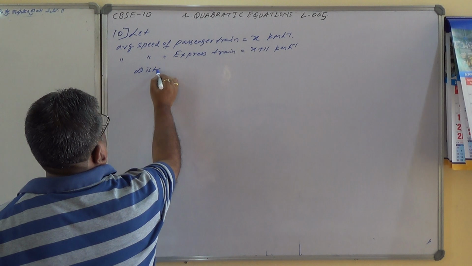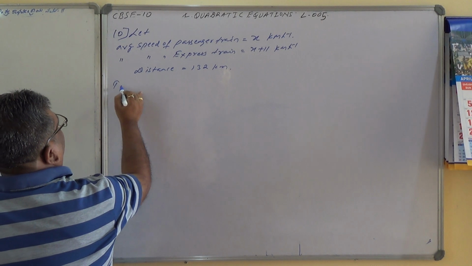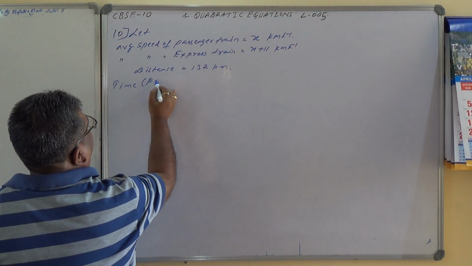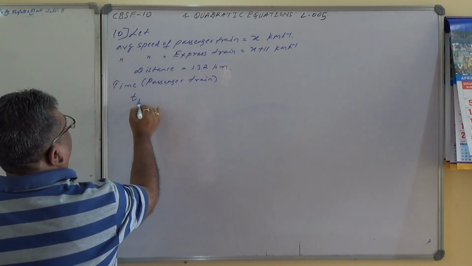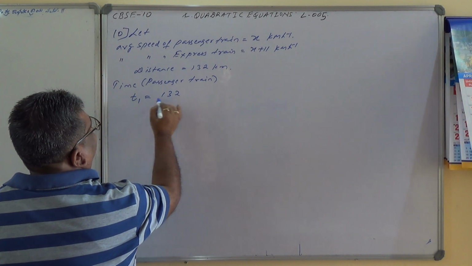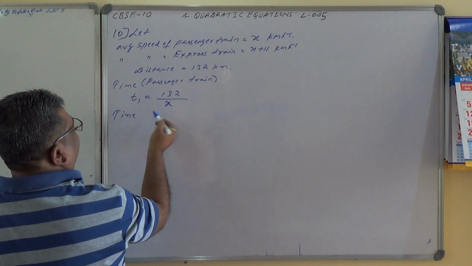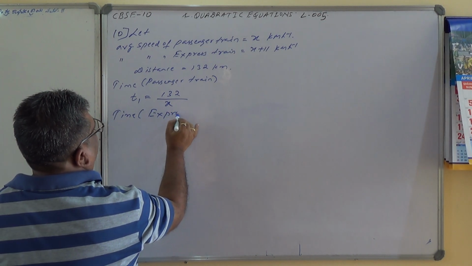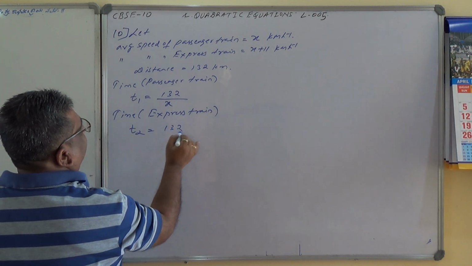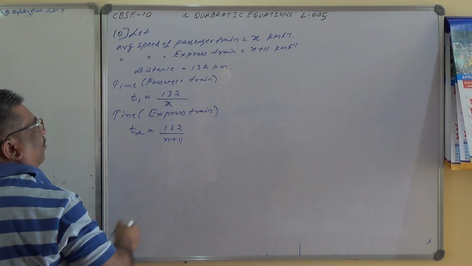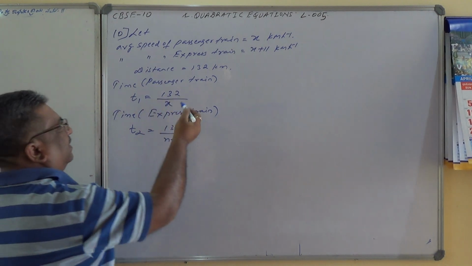Distance is 132 kilometers. So the time for the passenger train, T1, equals 132 kilometers divided by speed x. The time taken by the express train to cover 132 kilometers is T2, 132 divided by x plus 11. What he has given is that the difference between these two is 1 hour.